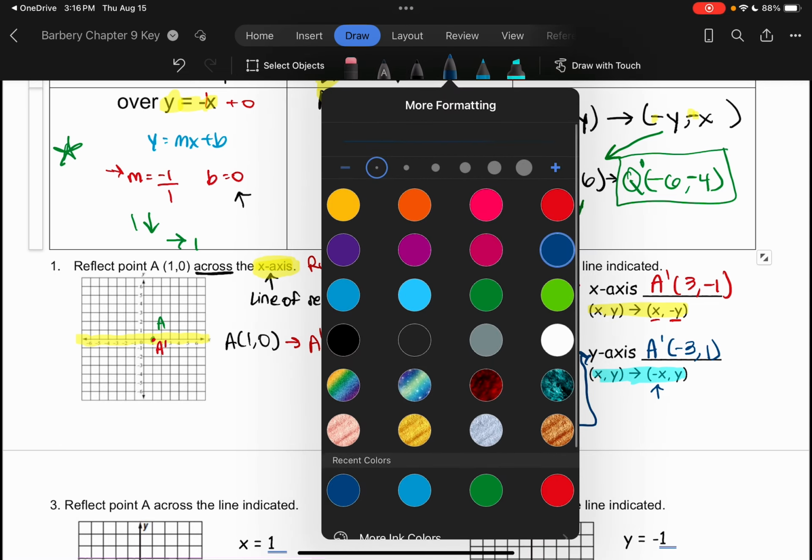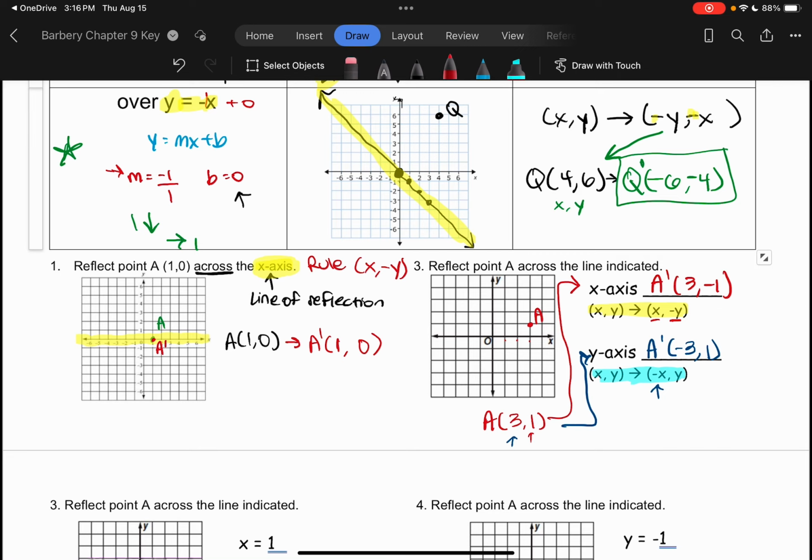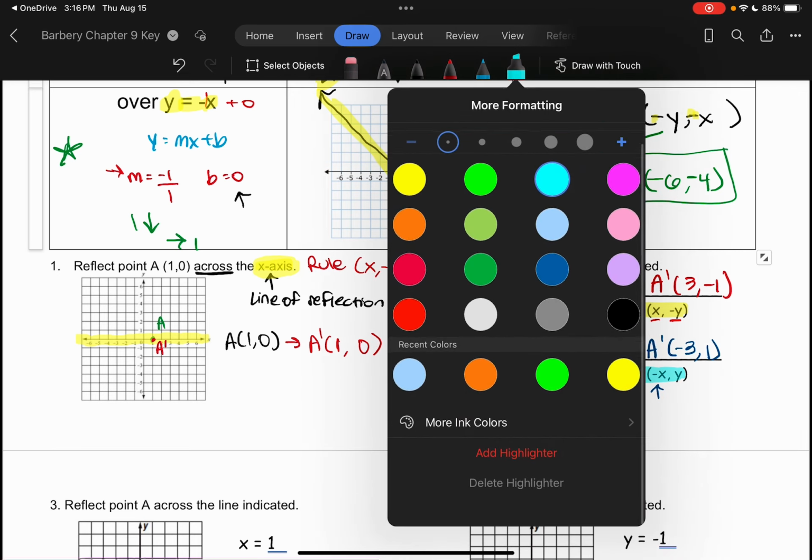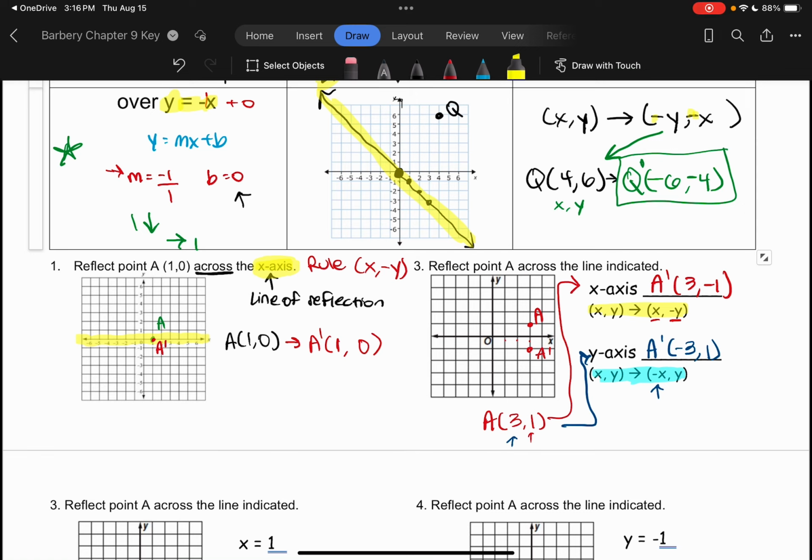And you can plot these points on the graph now if you want. A prime is 3, -1. So 1, 2, 3, -1. Here's A prime. And it makes sense here because here is our x-axis, the line of reflection. See how it's 1 away for A and also 1 away for A prime.